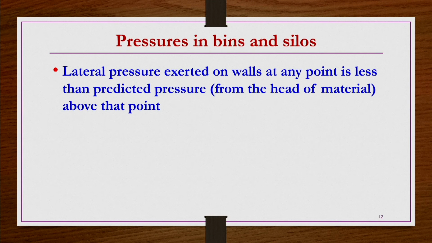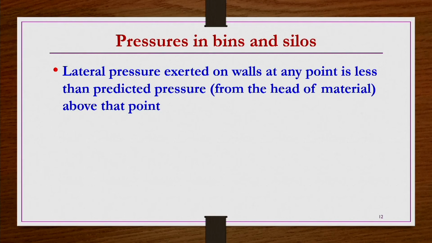Lateral pressure exerted on walls at any point is less than the predicted pressure from the head of the material above that point. Whatever the pressure in the container, it is the lateral pressure, not the pressure in the flowing direction, that one can predict. That predicted pressure is in general greater than the lateral pressure exerted on the walls, as in a liquid, by the head up to which the material is fed.